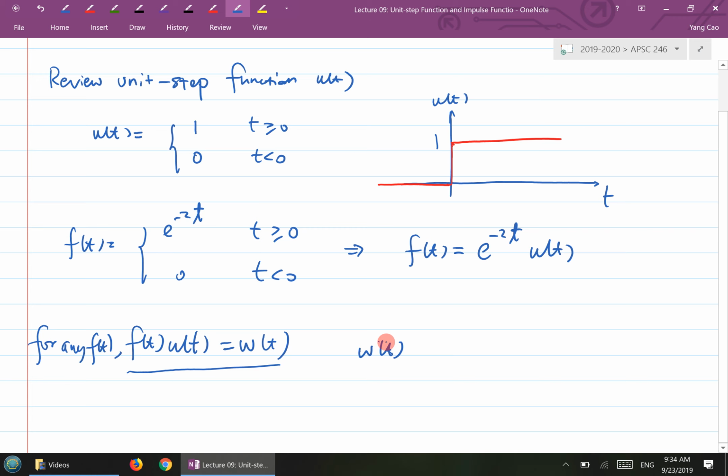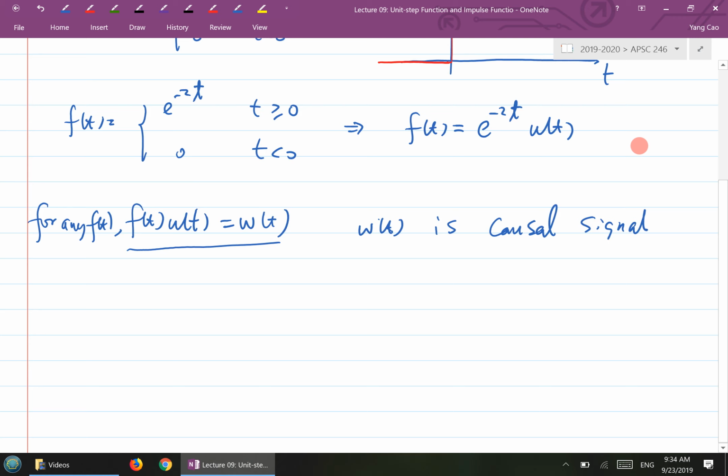But the nature of this w of t after the multiplication, as we learned in the signal properties, is what kind of signal? It's a causal signal, because there's nothing on the left side when t is less than 0. Only everything when t is greater than 0. So that's the usage of u of t. When you multiply u of t by anything, you produce a causal signal.